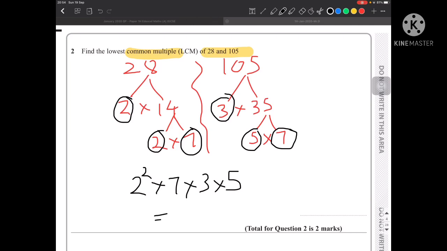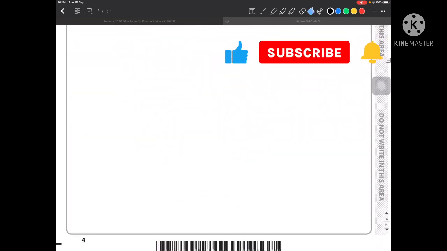So that would give us an answer of 2 to the power 2 times 7 times 3 times 5, which is 420. This is our final answer, 420. Alright, so that's done for question 2.